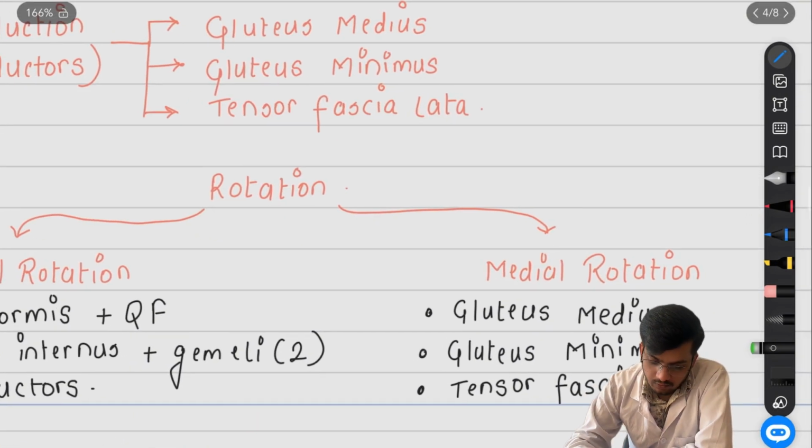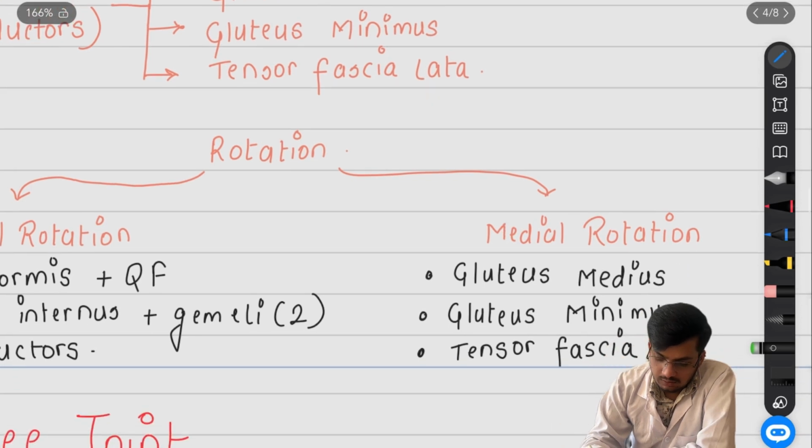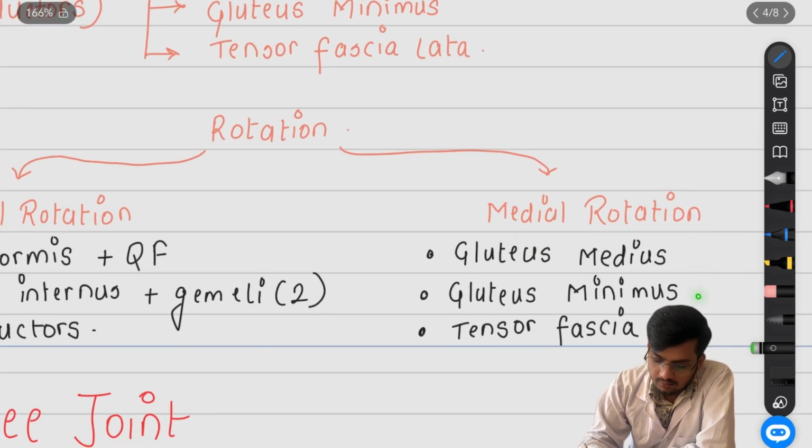Next, we have the medial rotation. This rotation is accommodated by gluteus medius, gluteus minimus, and tensor fascia lata.